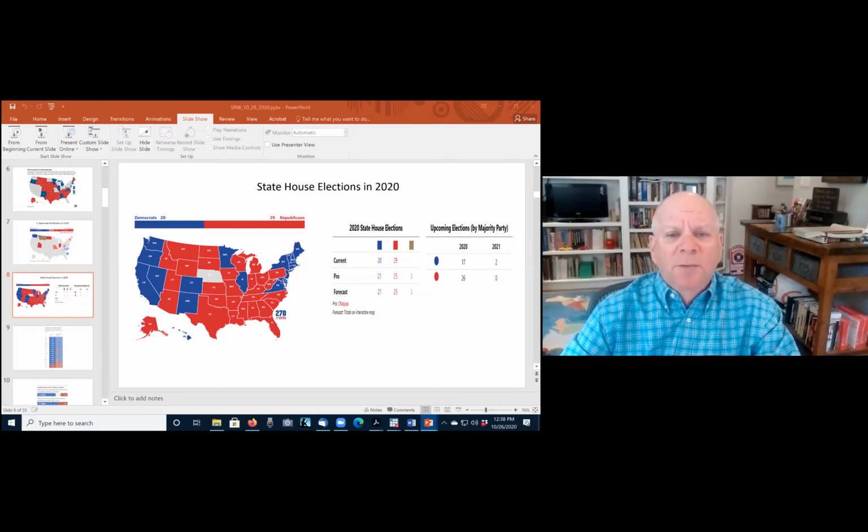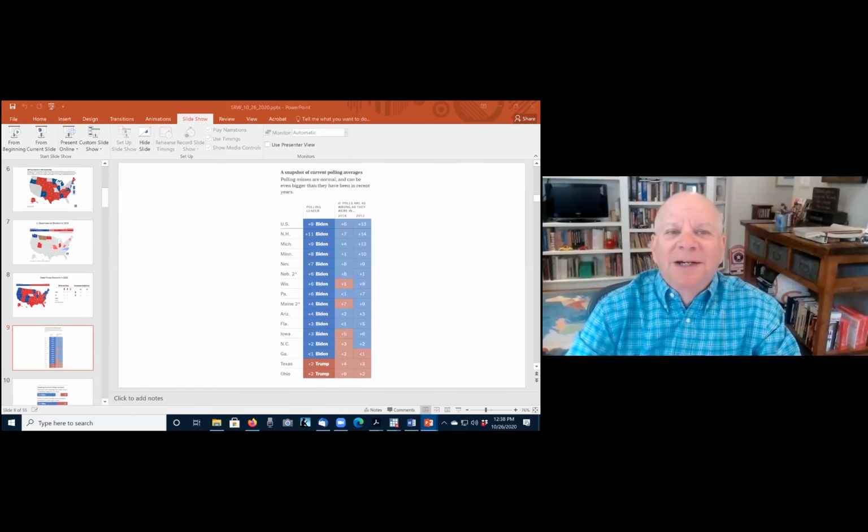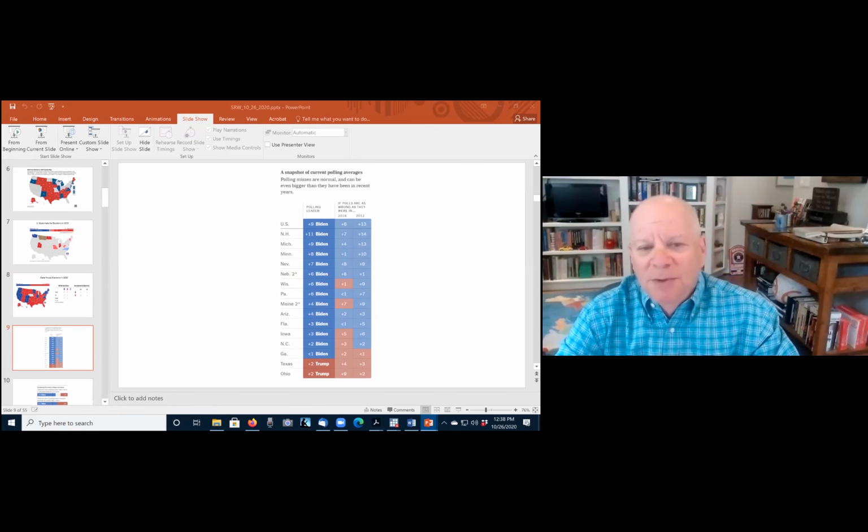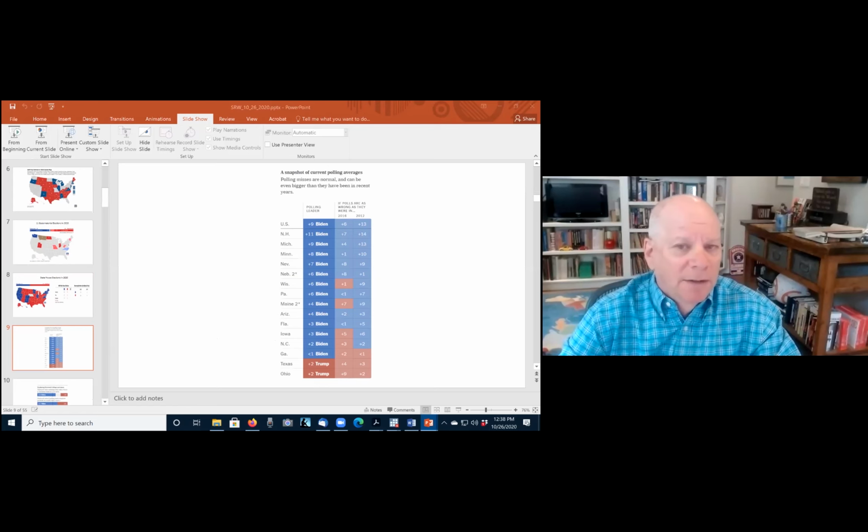So let's look at where the election might stand today. What I'd like to do is, this is from the New York Times poll aggregator. And what's interesting here is that if you just look at the polls, these are states that we believe are mostly in play.